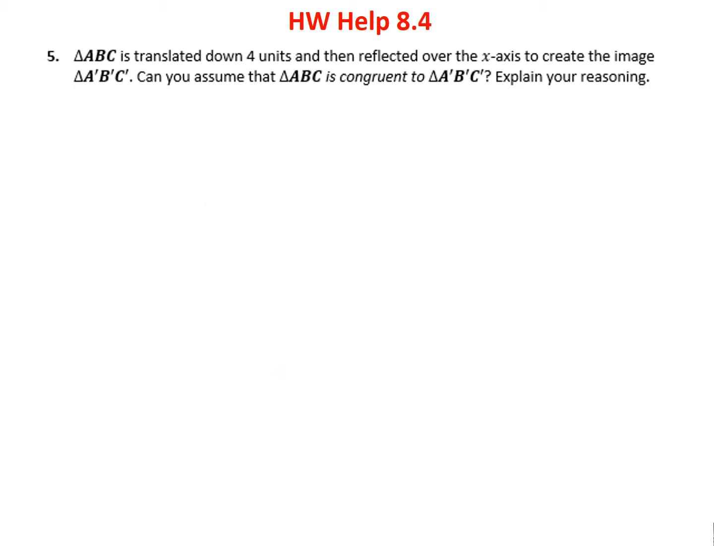Problem 5 simply presents this to us. Triangle ABC is translated down 4 and then reflected over the x-axis. So if I have a triangle, just to give you a perspective here, sitting someplace here, it's going to go down 4, so it's something like this. And then it goes over the x-axis, which is here, and so it gets reflected, something like that.